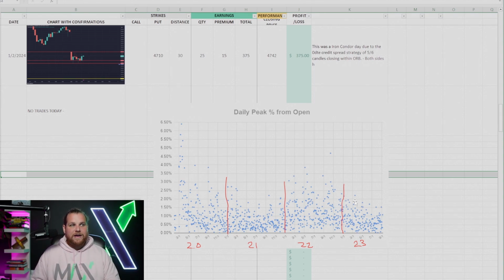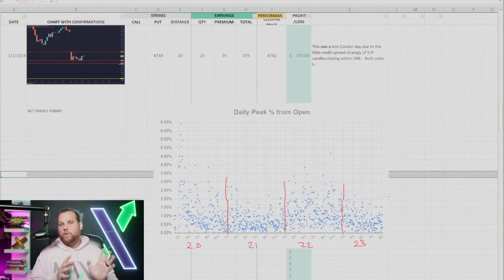If you take a look here and you count these dots, you'll see that there's only 3, 6, 9, 12, 15 to 17 days in all of 2023, which holds true for the last 3 months, where we had a 1.5% move or greater. So using that understanding of previous data, you can make the best outcome possible.